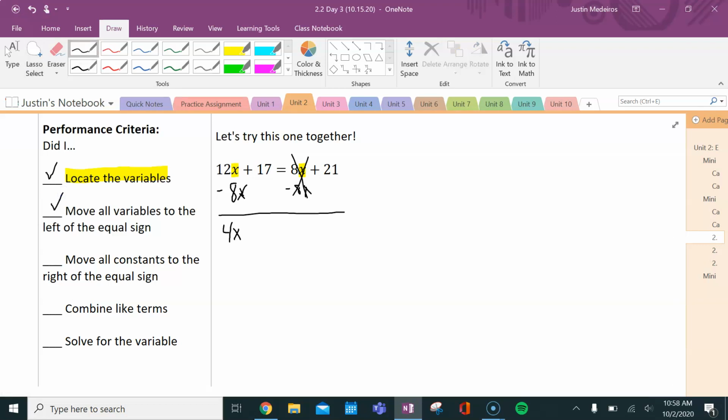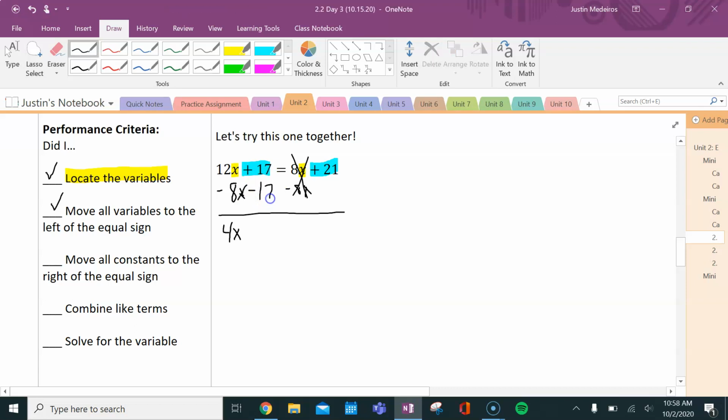Now we want to move all constants to the right side of the equal sign. Constants being what I highlight in blue. These are constants because they do not have a variable attached to them. So you want to do the inverse operation of this plus 17, or positive 17, which is going to give you a negative 17.